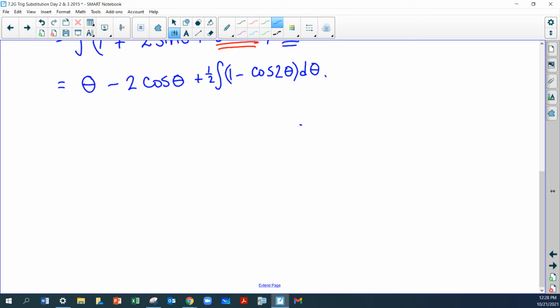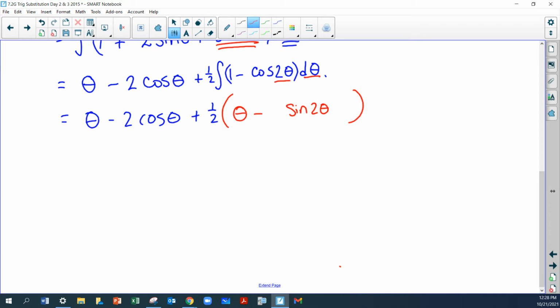Now, no problem. We can integrate this, can't we? So we've got theta minus 2 cosine theta plus 1/2. Set up a parenthesis for this new stuff that we're integrating here. So 1 with respect to theta is going to be theta, minus cosine integrated would be sine 2 theta. But because of the 2, that would be that little u sub, wouldn't it? That would be du equals 2 d theta, but we need 1/2 du equals d theta. Many of you probably said, just put the half down. You're right, because that's what it requires.